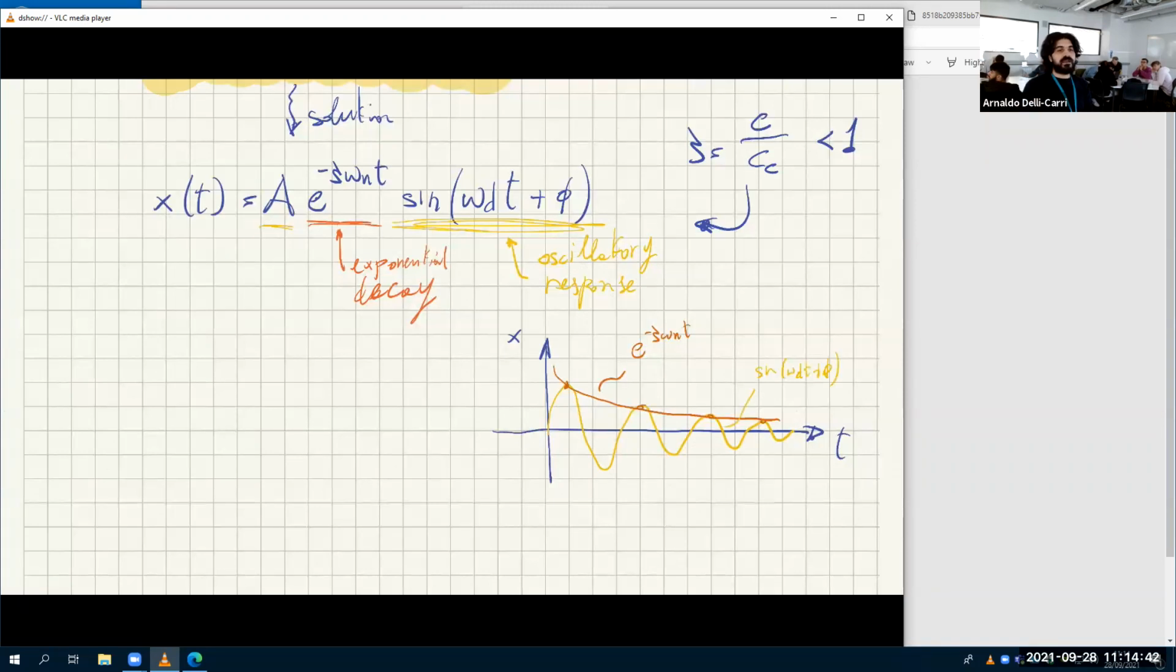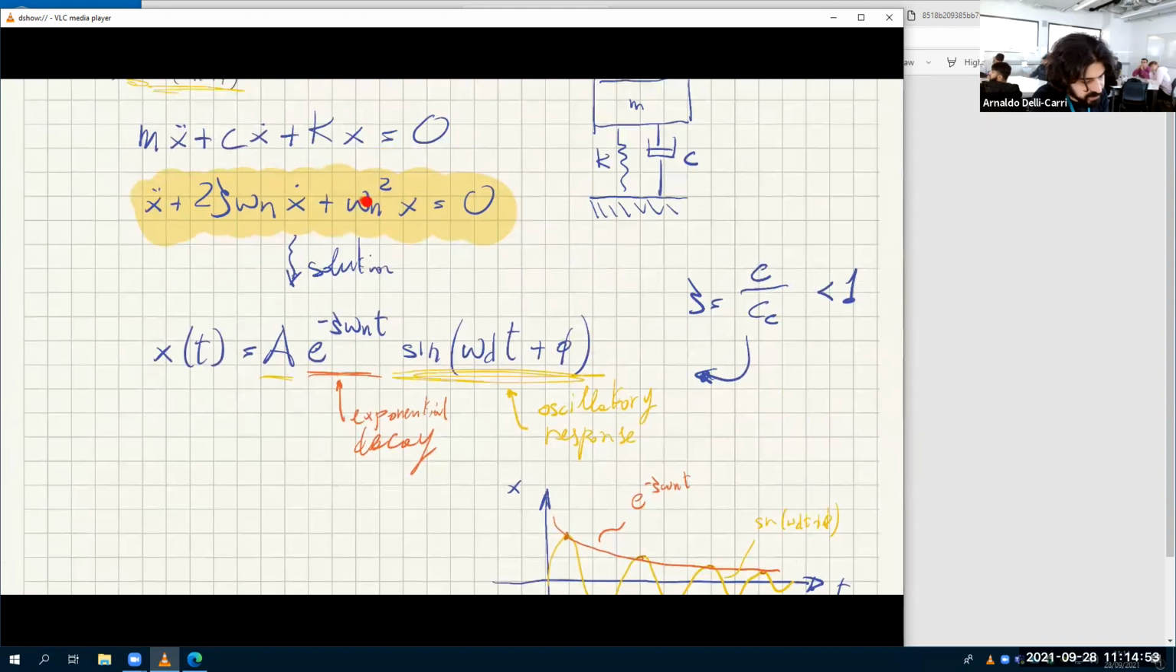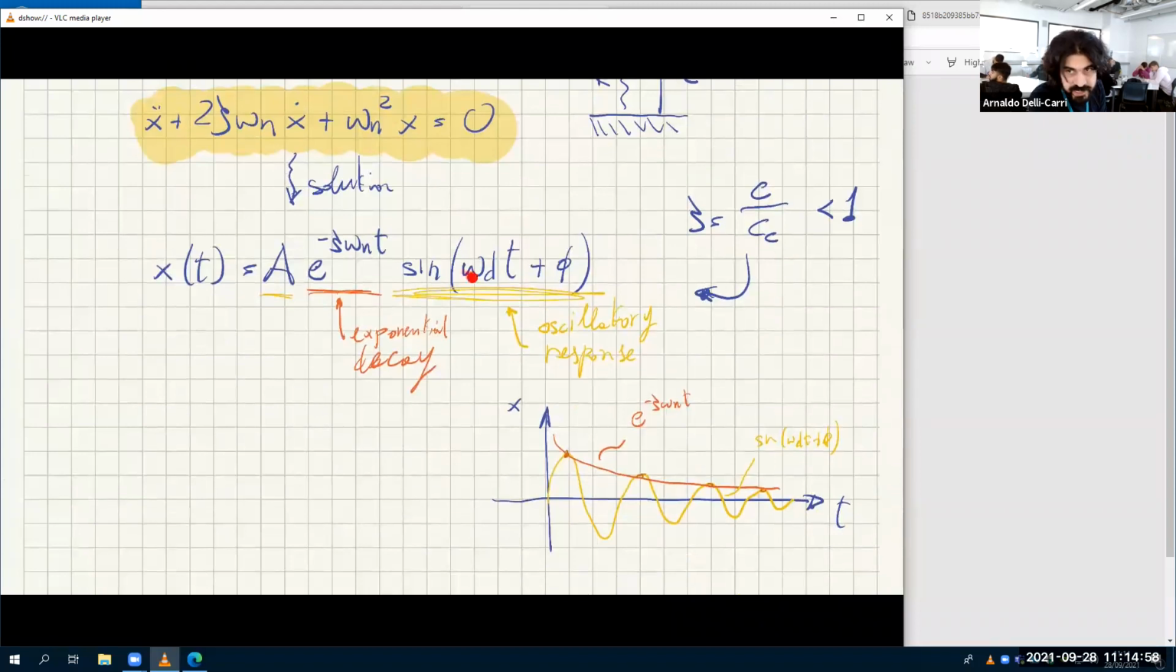And Mahmoud online is asking, what is the difference between omega d and omega n? Let's go to that. As you can see, these are not the same. This omega d is not omega n. There's a reason for that. So this oscillation that you see is not happening at the natural frequency of the system. It's happening at a different frequency. So that different frequency is called omega d, which is omega n times the square root of 1 minus zeta squared.